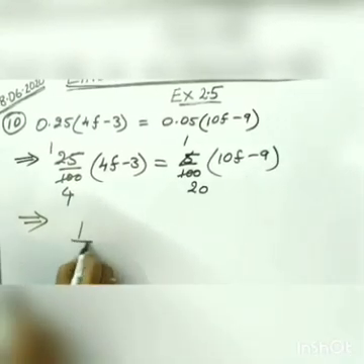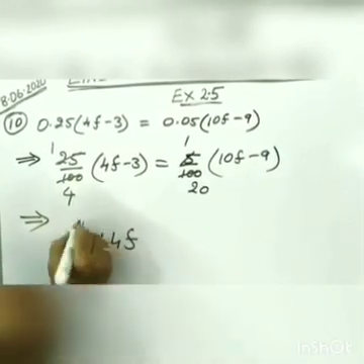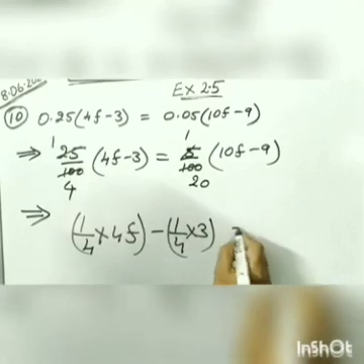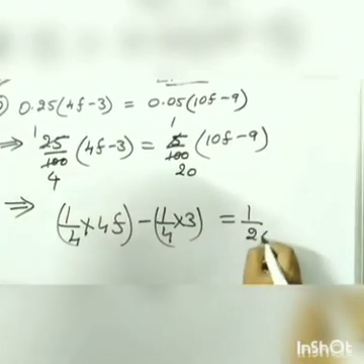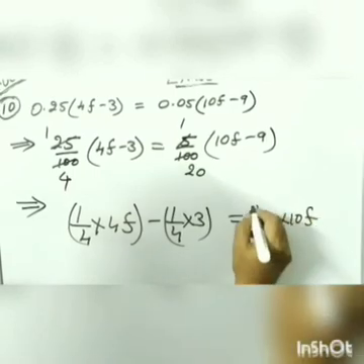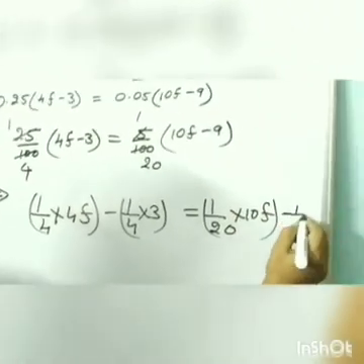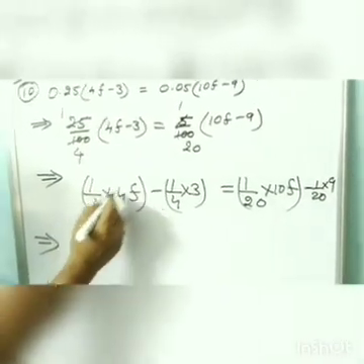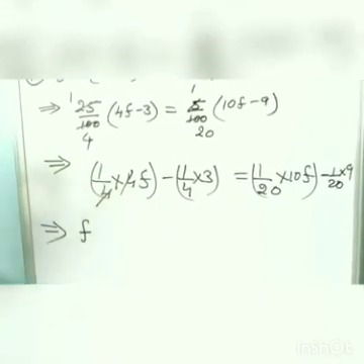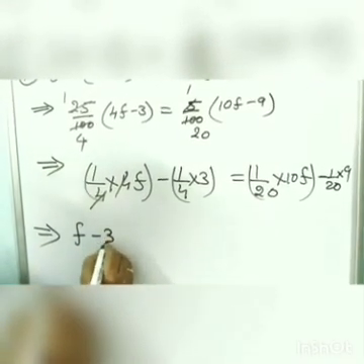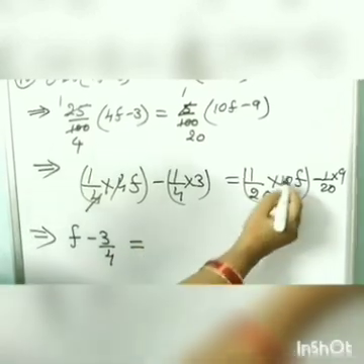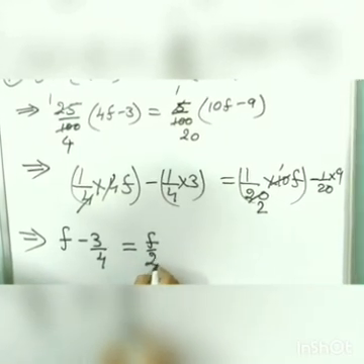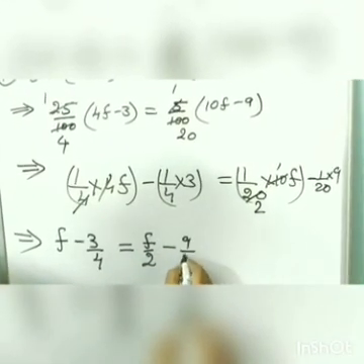So we have 1 by 4 into 4f minus 1 by 4 into 3 equal to 1 by 20 into 10f minus 1 by 20 into 9. So let's simplify it now. 4 and 4 gets cancelled. We're left with only f. And minus 3 by 4 equal to, then 10 goes once, 10 goes 2 times. You get f by 2 minus 9 by 20.